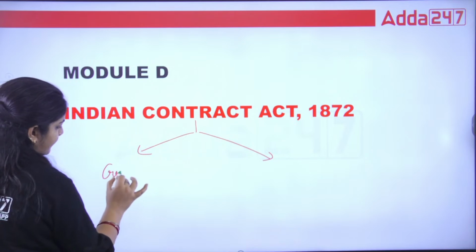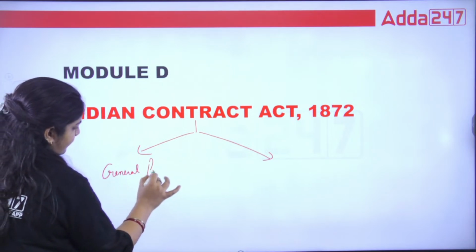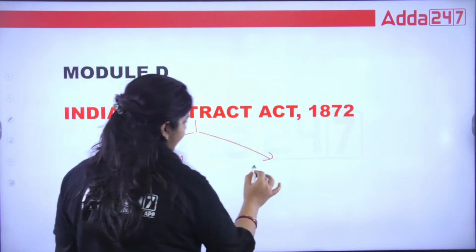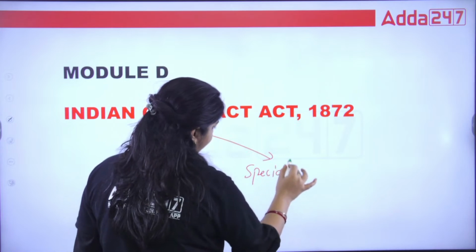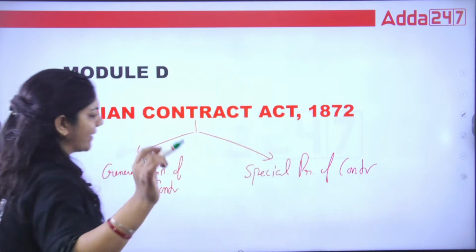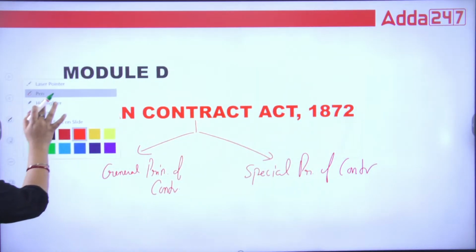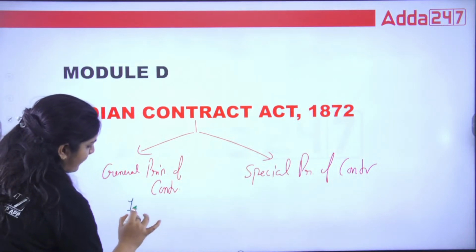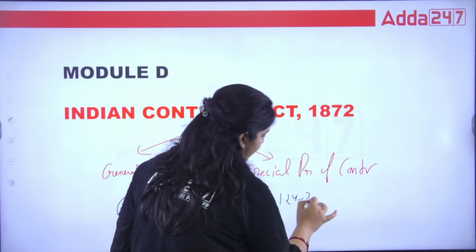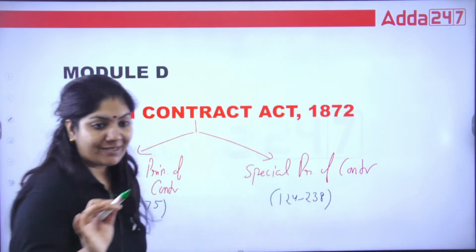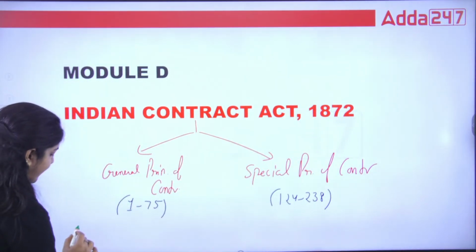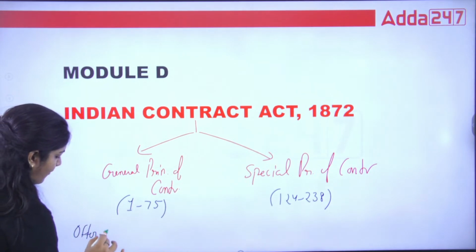Okay, now let's start. So the Indian Contract Act is basically divided into two parts. The first is general principle of contract. The second is special principle of contract. Right? It's a quick revision. So class, as we know, the general principle of contract is section 1 to 75 and special principle of contract is section 124 to 238, but you do not need to mug up the sections.